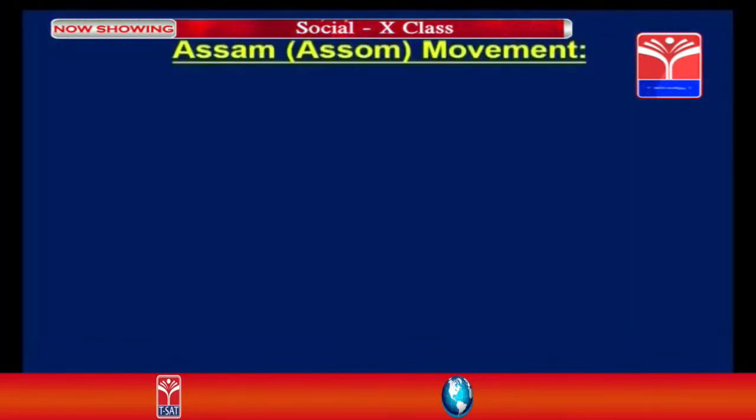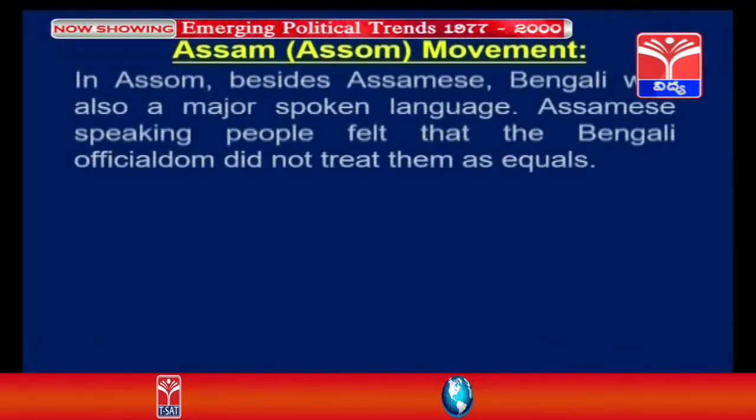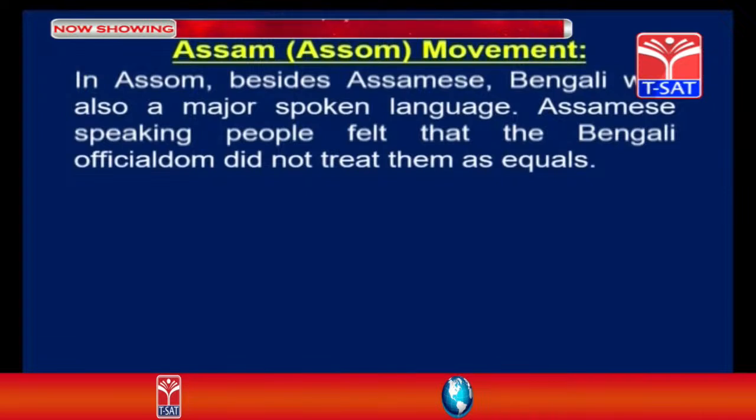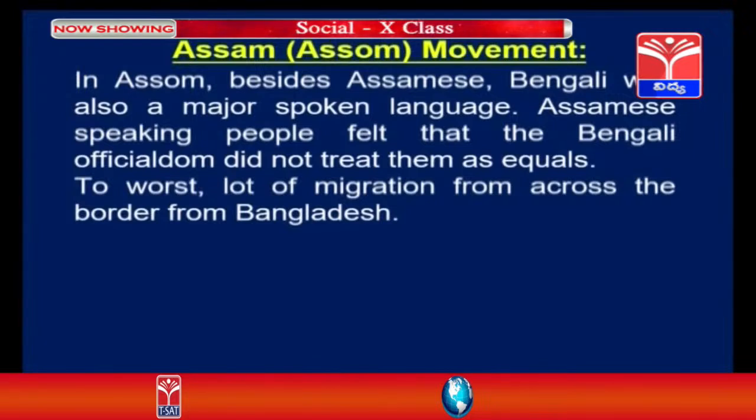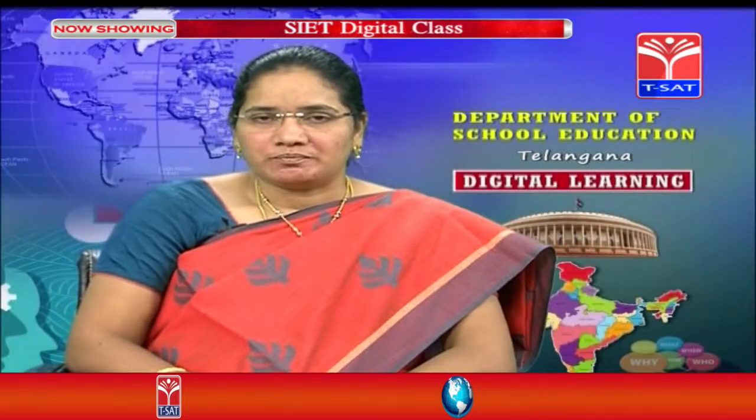Next, the second state is Assam. Let us see what kind of movement took place in this state. In Assam, besides Assamese, Bengali was also a major spoken language. Assamese speaking people felt that the Bengali officialdom did not treat them as equals. They felt that they were treated as second-class citizens. To make it worse, there was a lot of migration from across the border of Bangladesh. So a problem for Assam is that it has a border with Bangladesh.